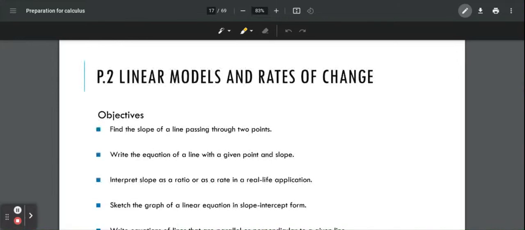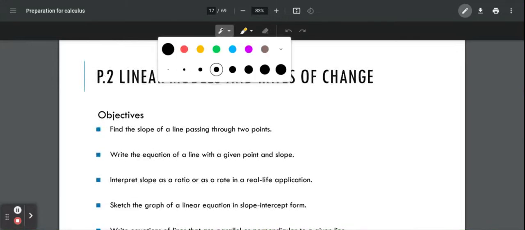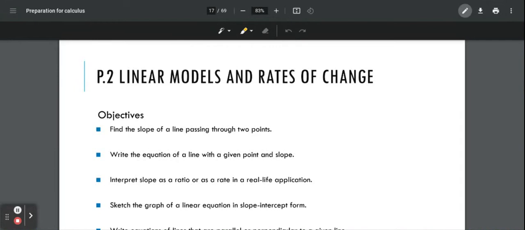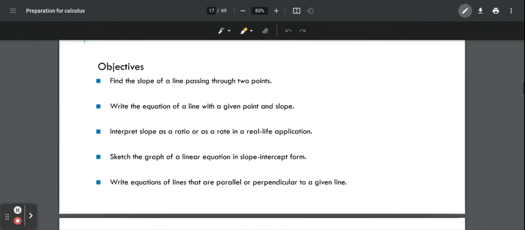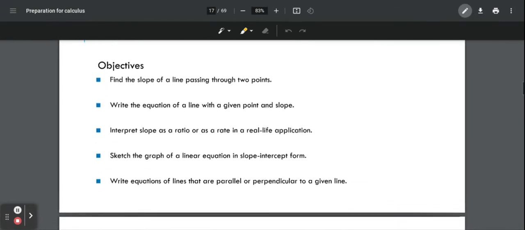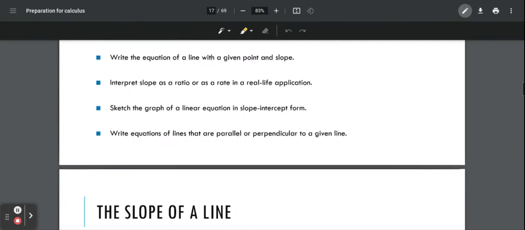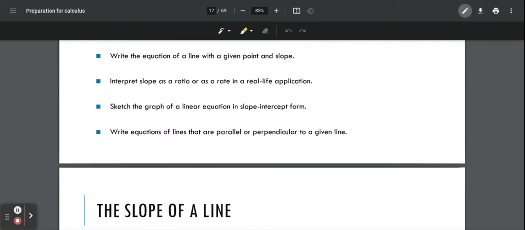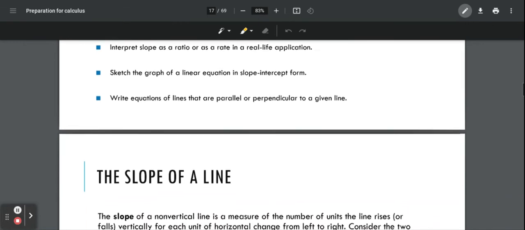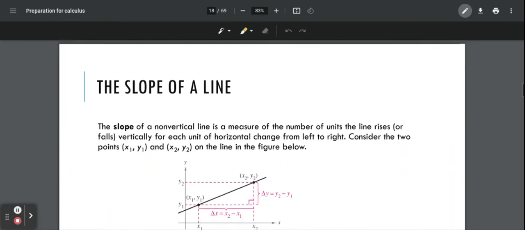All right, the second section of our review chapter here is going to talk about linear models and rates of change. So really just a lot of stuff with lines and slopes. We're going to remember how to find the slope of a line passing through 2 points, write an equation of a line given a point and a slope, interpret slope as a ratio or as a rate in real life application, sketch the graph of a linear equation in slope-intercept form, and then write equations of lines that are parallel or perpendicular to a given line.